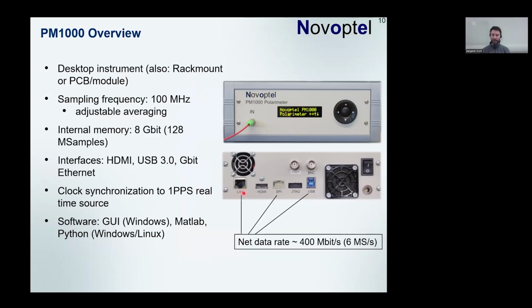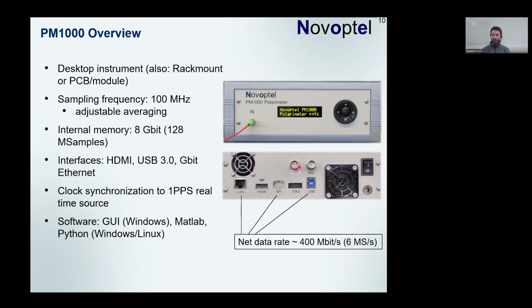We have an Ethernet port, a USB port, and SPI, and each of the ports differs a bit by speed, but one can say roughly a net data rate of 400 megabit per second is reached, which would be 6 megasamples per second. This depends a bit on what you're doing on the PC side with the data. If you do some processing, that might be a bottleneck that brings down the transfer rate.